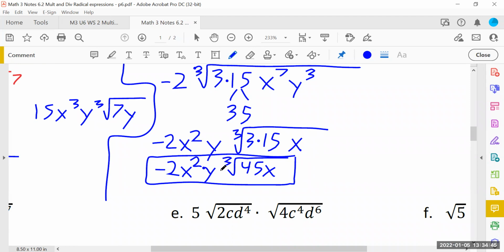I should leave a bigger gap here. I left a little one. But again, try to leave a big enough gap that it's obvious it's not y to the 3rd power, but it's the 3rd root of what comes next.